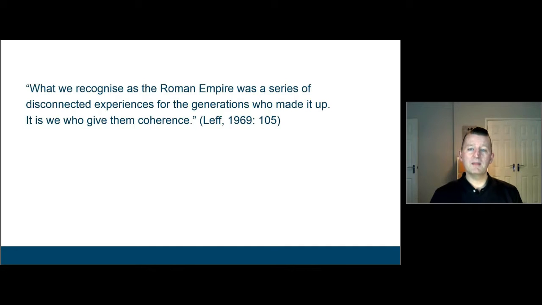So it's important when we're thinking about this to recognise, as Leff does here, that something like the Roman Empire was a series of disconnected experiences for the generations who actually made it up. It's we that give them coherence. It's we that impose the definition of the Roman Empire, and now we come to impose the narrative of the rise and fall of the Roman Empire, so that when we go back and study Roman artefacts or bits of written evidence from Roman life, we are interpreting it and we are locating it in that already established historical narrative. We will start to think about, is this account of a battle an example of the rise or the fall of the empire, and we will interpret it in that context.